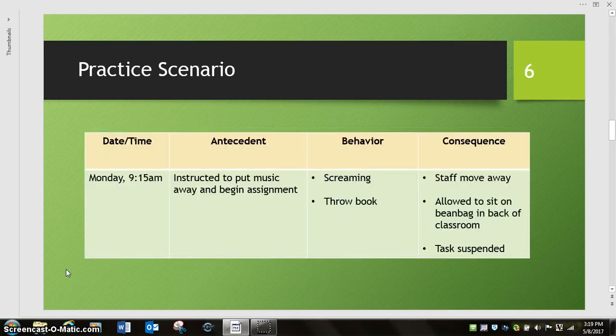Okay, hopefully you had enough time to ponder that, or at least get started with it. Here would be one way of writing out that antecedent, behavior, consequence data. On Monday at 9:15, as you can see, that's indicated in the date and time column, and in the antecedent column: instruction to put away music and begin assignment, which resulted in screaming and throwing a book. And the consequence is indicated as staff move away, Alexandra is allowed to sit on a beanbag in the back of the classroom, and the task is suspended.